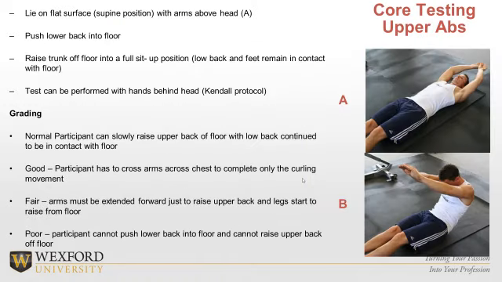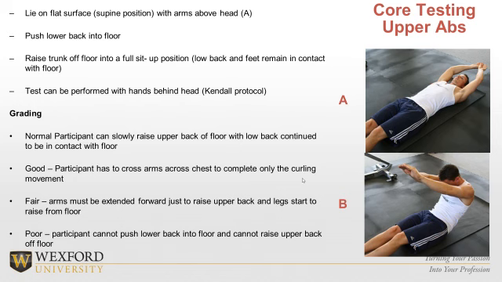Now, for core testing, we're going to look at the upper abs. You're going to lie on a flat surface, supine position, face up with your arms overhead. You're going to push your low back into the ground. Then you're going to raise the trunk off the floor into a full sit-up position, like in position B. Low back and feet remain in contact with the floor. Tests can be performed with the hands behind the head, and that's also the Kendall protocol.